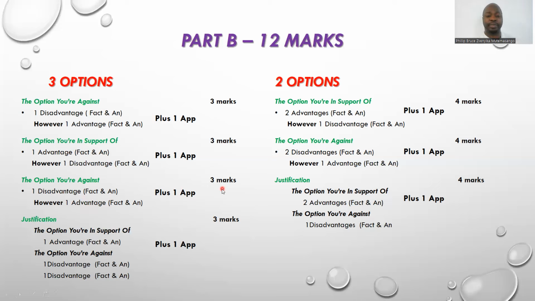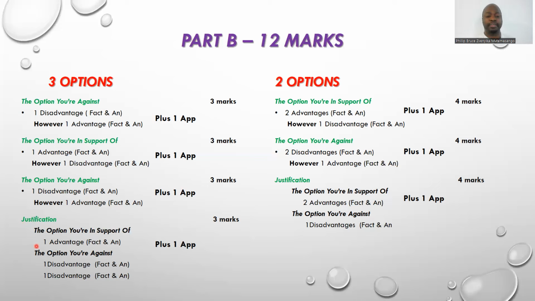Then you get 3 marks. Then lastly, you are supposed to give a well-justified recommendation as to which option you are in support of and why you are rejecting the other 2 options.